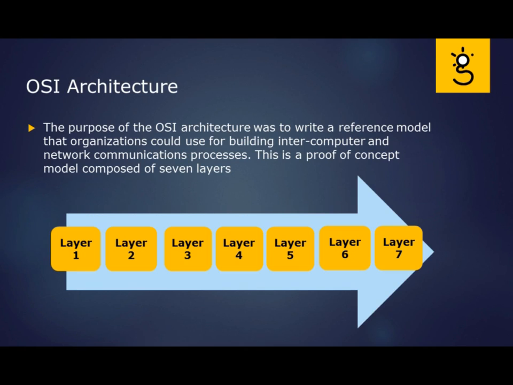The architecture that most of us hear about is the OSI, the Open Systems Interconnect. The purpose of this architecture was to write a reference model that organizations could use for building intercomputer and network communications processes. It was really a proof of concept model that was made up of 7 layers. And we're going to talk about those layers, and I'm going to talk about how some of the technologies fall in those layers, so you can see that the OSI model didn't say you will use Ethernet. What it says is we have a data link layer, and this is its purpose, and here's how it interconnects with the network layer and the physical layer.